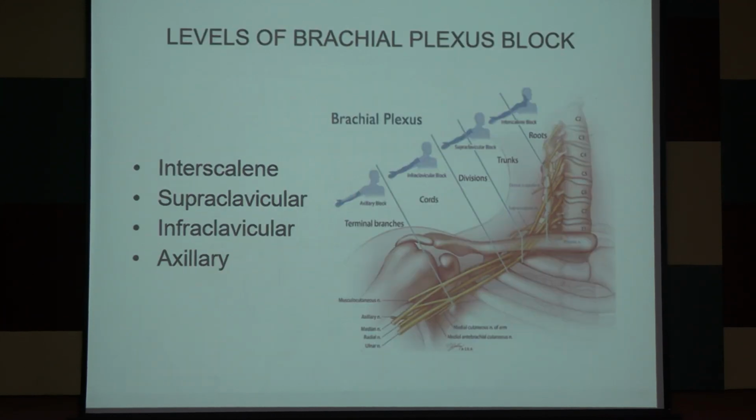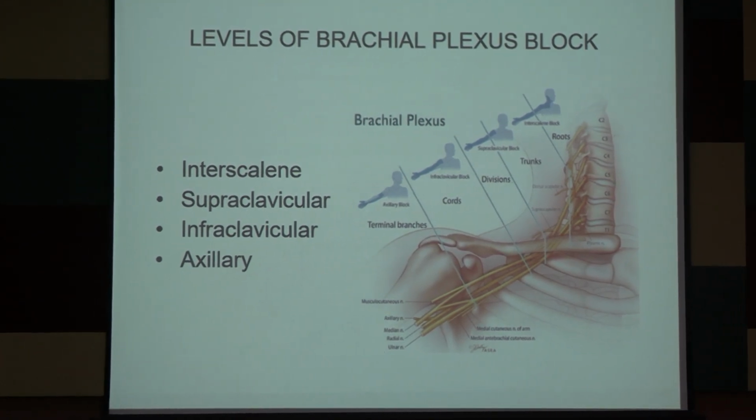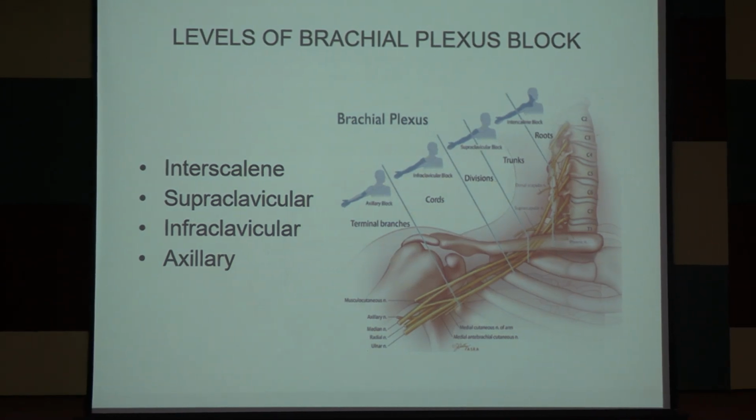See, these are the roots, trunks, divisions, cords, and the terminal branches which I was talking about. Blocking the roots is considered the interscalene block. Okay, you have to give the block high up in the interscalene groove. Blocking the trunks and the divisions, they lie above the clavicle, right? The trunks lie above the clavicle. That is the supraclavicular block. And if you block it below the clavicle, the divisions are blocked. That is the infraclavicular block, and then comes the axillary block.